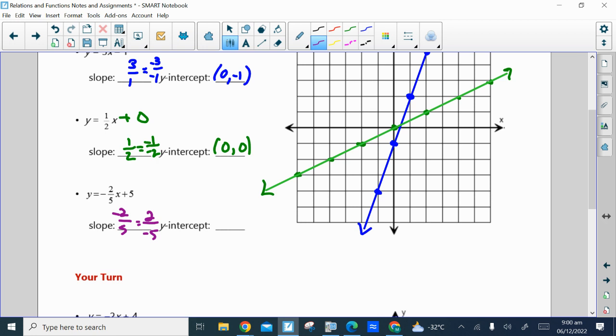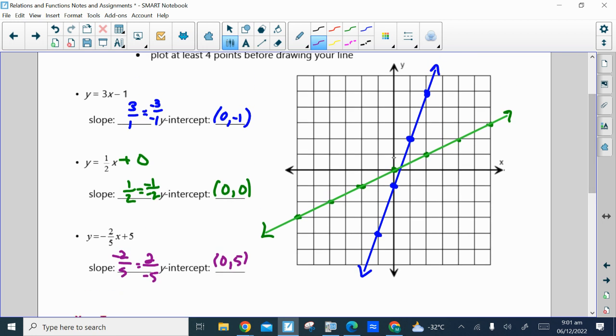Huh? (0, 5). And that's where we start. The y-intercept is our starting point, and then we apply the slope from there.